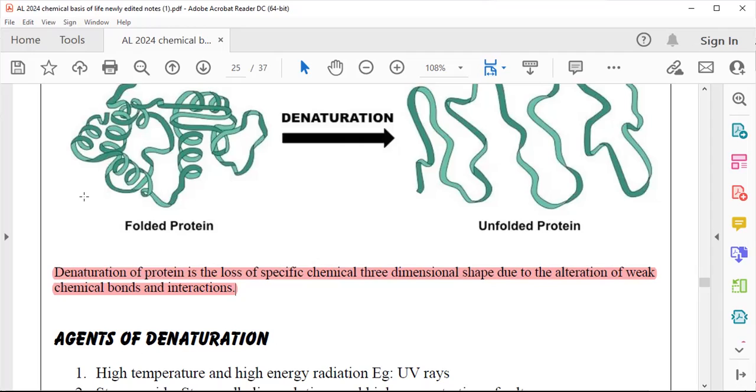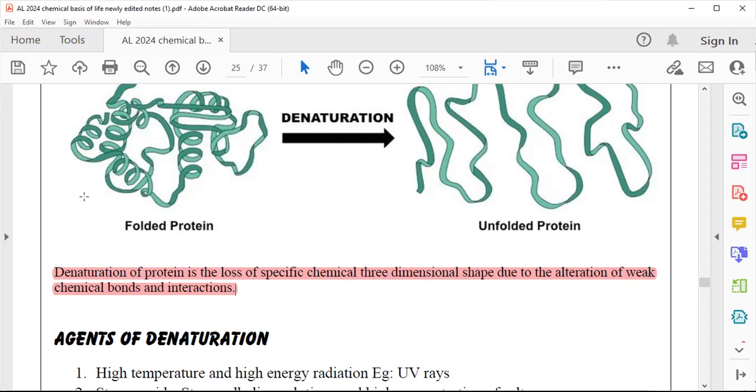Comparatively, disulfide bonds are very strong bonds. So they will not easily get altered. But there are opportunities; they also can get altered.